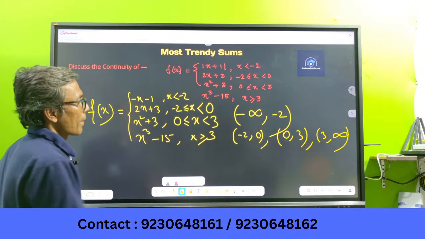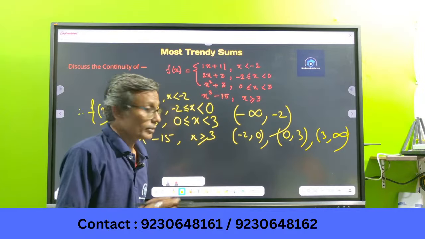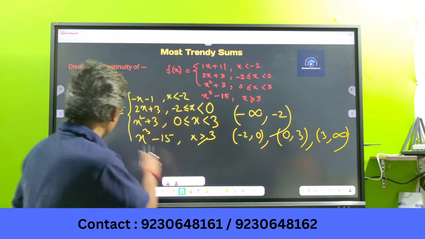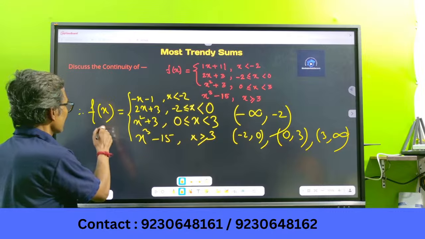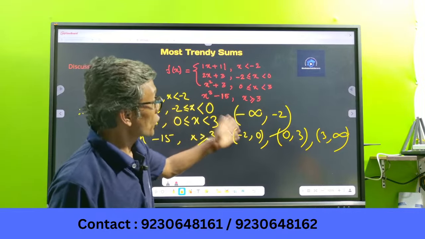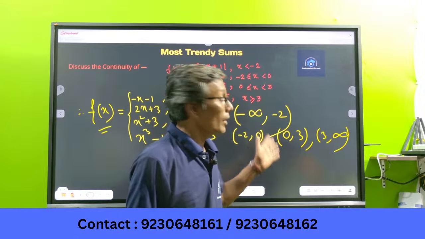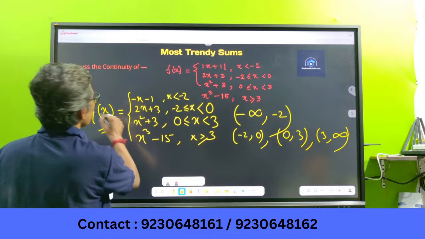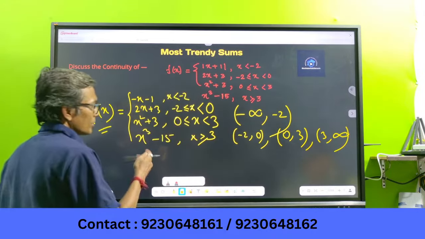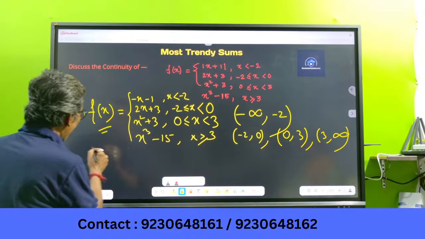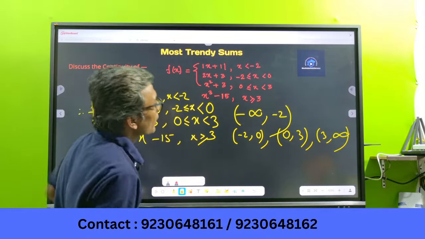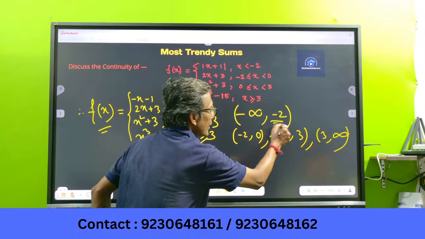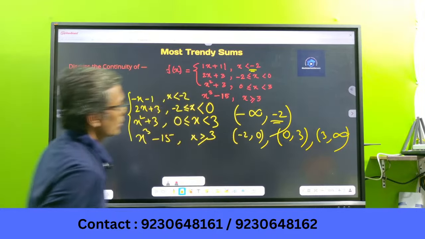So the given function is also continuous in each interval. At the point minus 2, I have to check continuity.